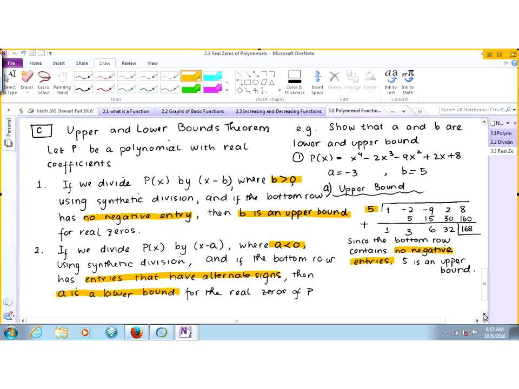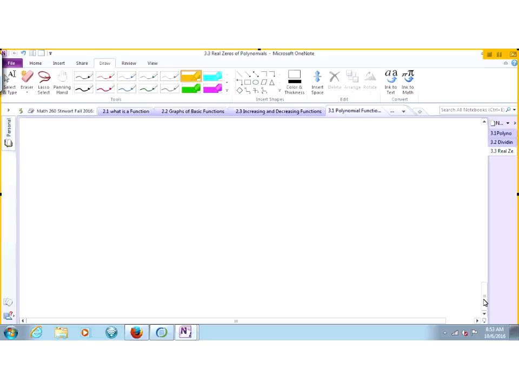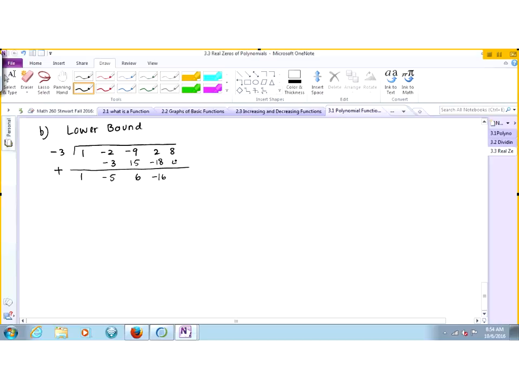Can I do the next page? Yes? Okay. So B, lower bound. So we're checking if negative 3 is the lower bound, right? So we do synthetic again. So what is it? Was it 1, negative 2, negative 9, 2, 8, and then this is negative 3? All right. So 1 times negative 3, negative 3, negative 5, this is 15, 6, negative 18, negative 16, 48, 56.